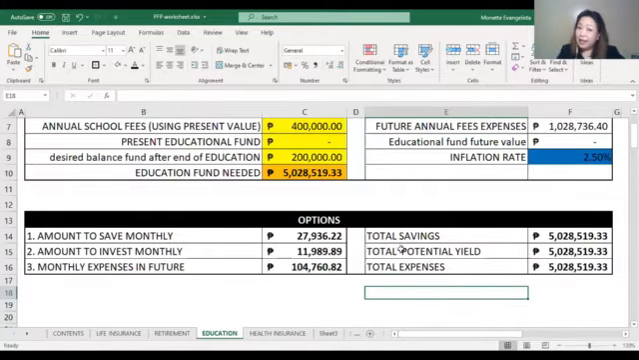Take note, potential, investment. So, may kasamang risk yan. So, it can be higher than this. It can be lower than this. And, you know, investing is another topic and we cannot discuss that with you now, but I'm going to give you a brief later on.